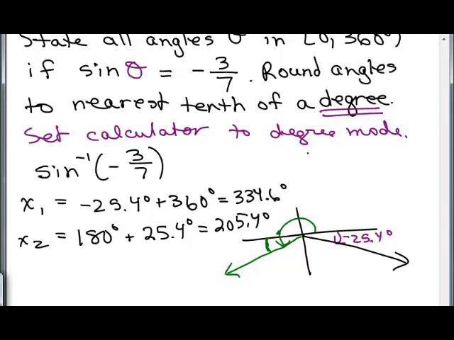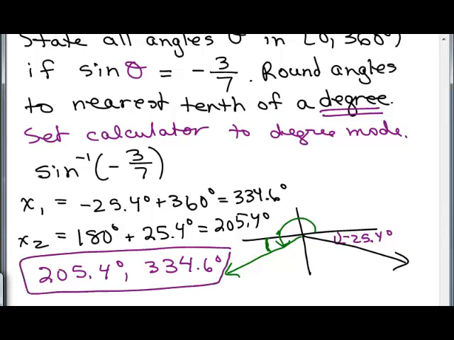So when we're all done, our solutions are both in quadrant 3 and 4, right? Does that make sense? Where you're going to have the sine be negative. So we've got 205.4 degrees and 334.6 degrees.